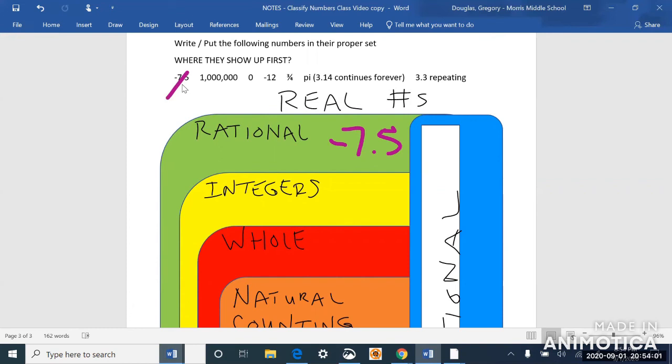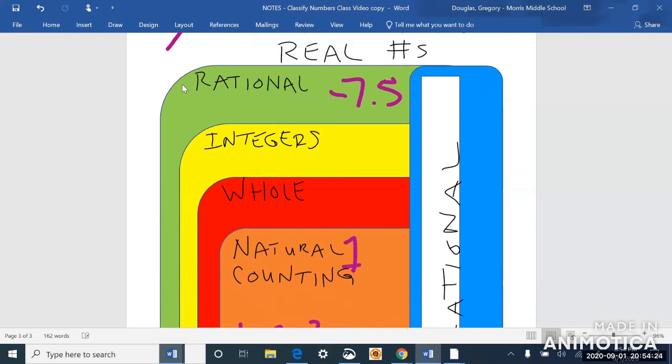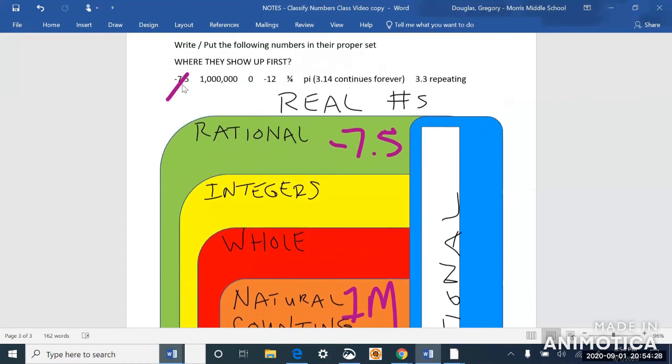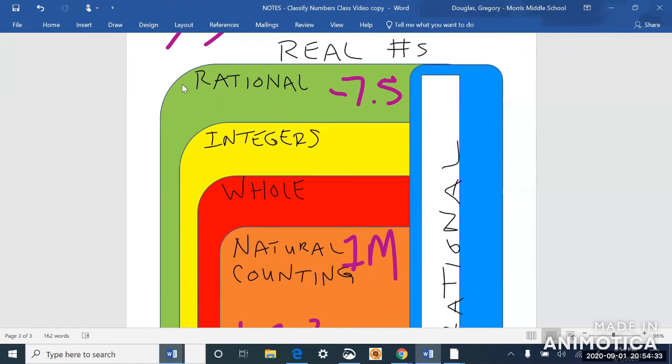1 million, big giant number. So I would get people put that in rational and integers and think, oh, that's a really big number, so it's got to go in a bigger number set. Now look, natural counting numbers are 1, 2, 3, ... That ... means it goes on forever, to a million and beyond, to a billion, to a trillion, okay? So the 1 million goes in natural numbers. 0, where does it show up first? The donut hole, right there.